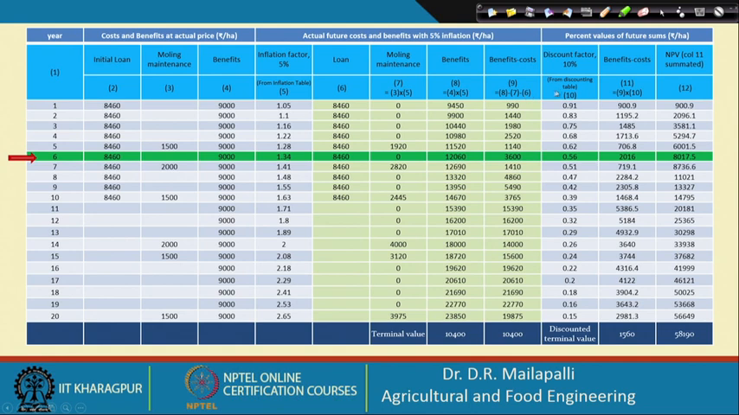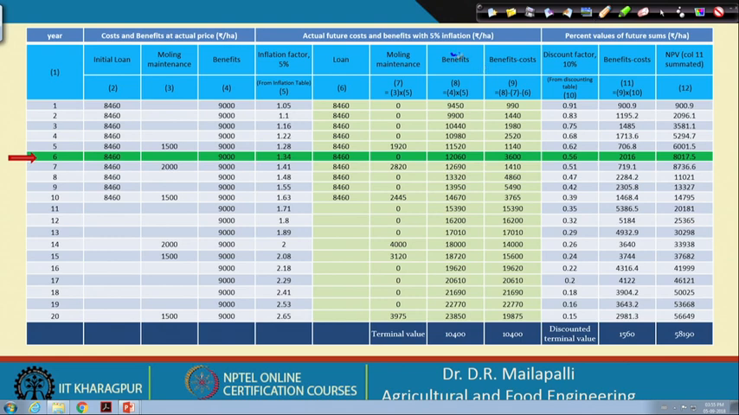Okay. So, now benefits minus cost. Cost in the sense of the loan amount and molding and maintenance. So, benefits minus cost is the sum of 6 plus 7 subtracted from the benefits. So, this column. Okay. Now, this is the actual future cost.